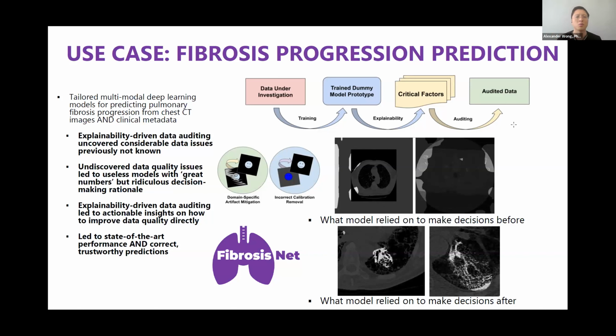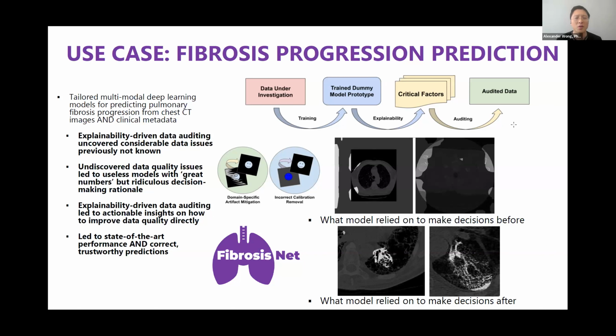We've also applied this kind of trust-centric, transparency-centric approach to AI design to fibrosis progression prediction. So here in this case, we're building a multimodal deep learning system for predicting pulmonary fibrosis progression from chest CTs and clinical data. And what we found was that even though when we receive the data, we're under the assumption that the data has been cleansed, has been cleaned, and so on and so forth, what we did during our explainability-driven data auditing process was we uncovered a significant amount of data issues that were previously not known.